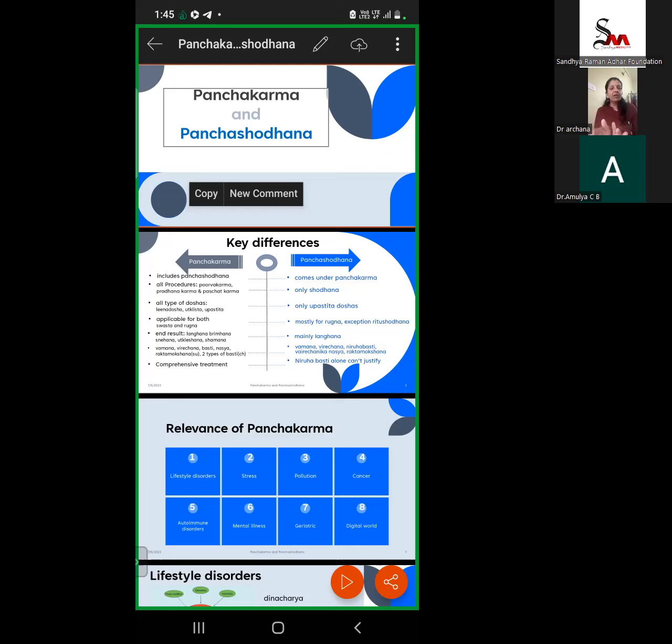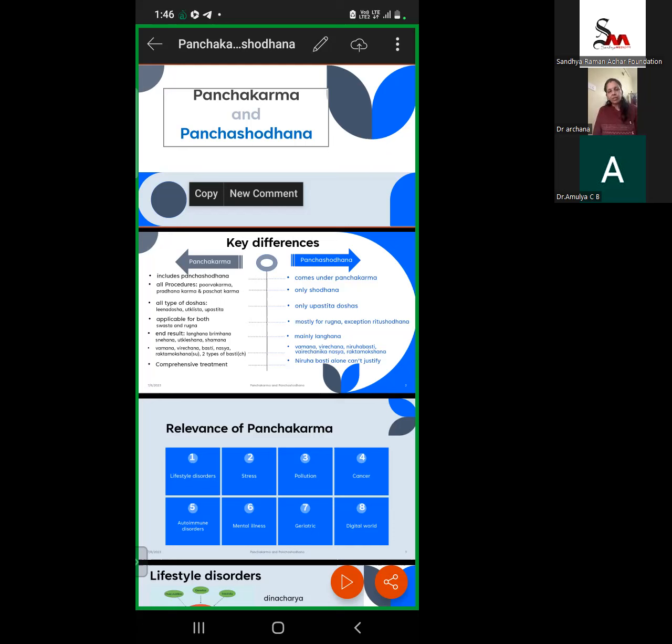So basically, whenever you are in clinic, whenever you are practicing, it is Panchakarma that you are going to do, right? So this is a subtle difference. It is not a major difference, but it is a syllabus topic where we have to know about these two. I think this has made it clear. Panchakarma is mentioned by Acharya Charaka and Panchashodhana is mentioned by Vagbhata. Panchakarma includes Vamana, Virechana, Nasya, Basti and Raktamokshana. Whereas Panchashodhana are Vamana, Virechana, Niruha Basti, Vairechanika Nasya and Raktamokshana.